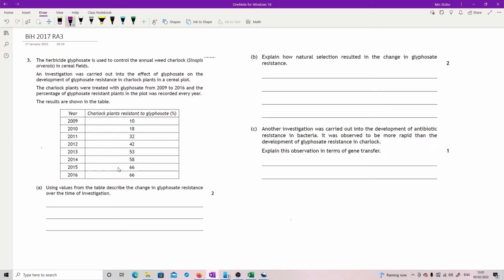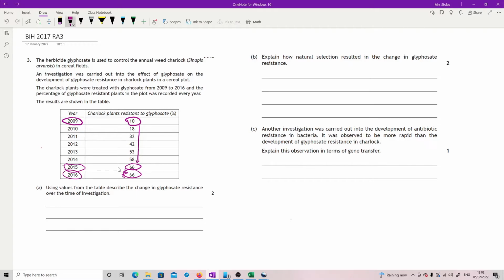Right, so this is basically the same question you would have with a graph, but this time just on a table. So it is over the whole time. So let's start 2009. In 2009, 10% were resistant, and then this increased in resistance to 66% by 2015, and then stayed the same in 2016. There's your mark. So you've basically got the same thing you would normally have in a graph. I'm looking at 3 points that I need to state.